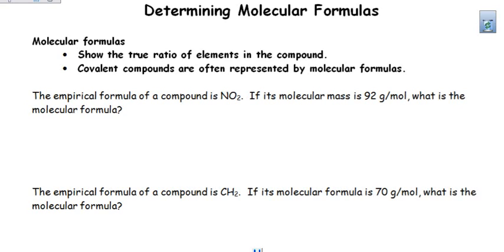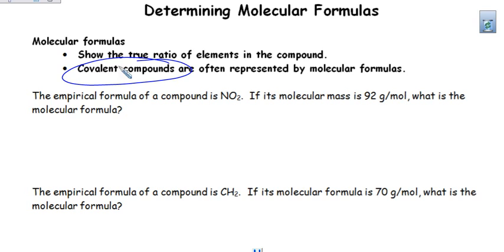We've made it to the last big topic in Chapter 7, molecular formulas. These are formulas that are usually used in reference to covalent compounds. Covalent compounds exist as large molecules, and sometimes those large molecules don't have the simplest whole number ratio of atoms.